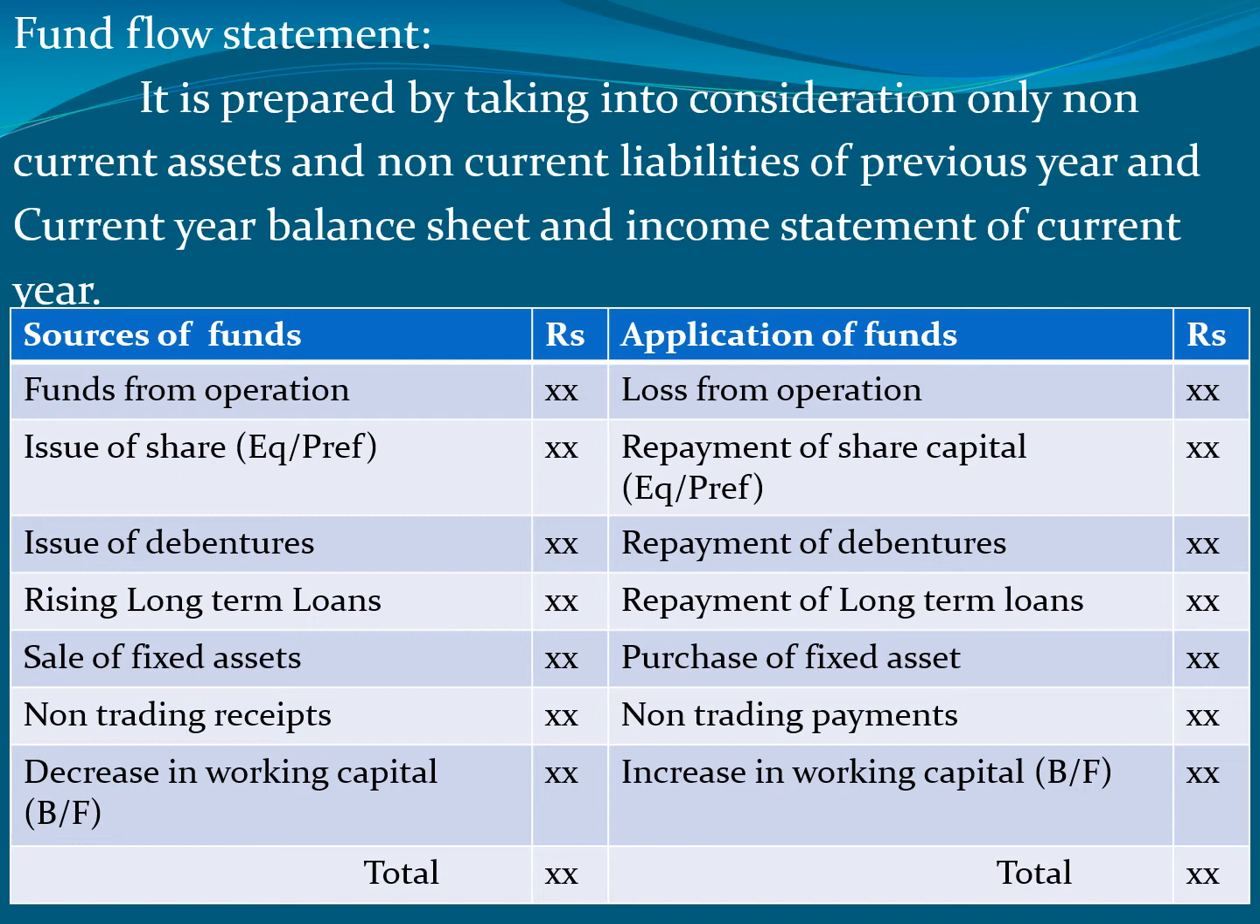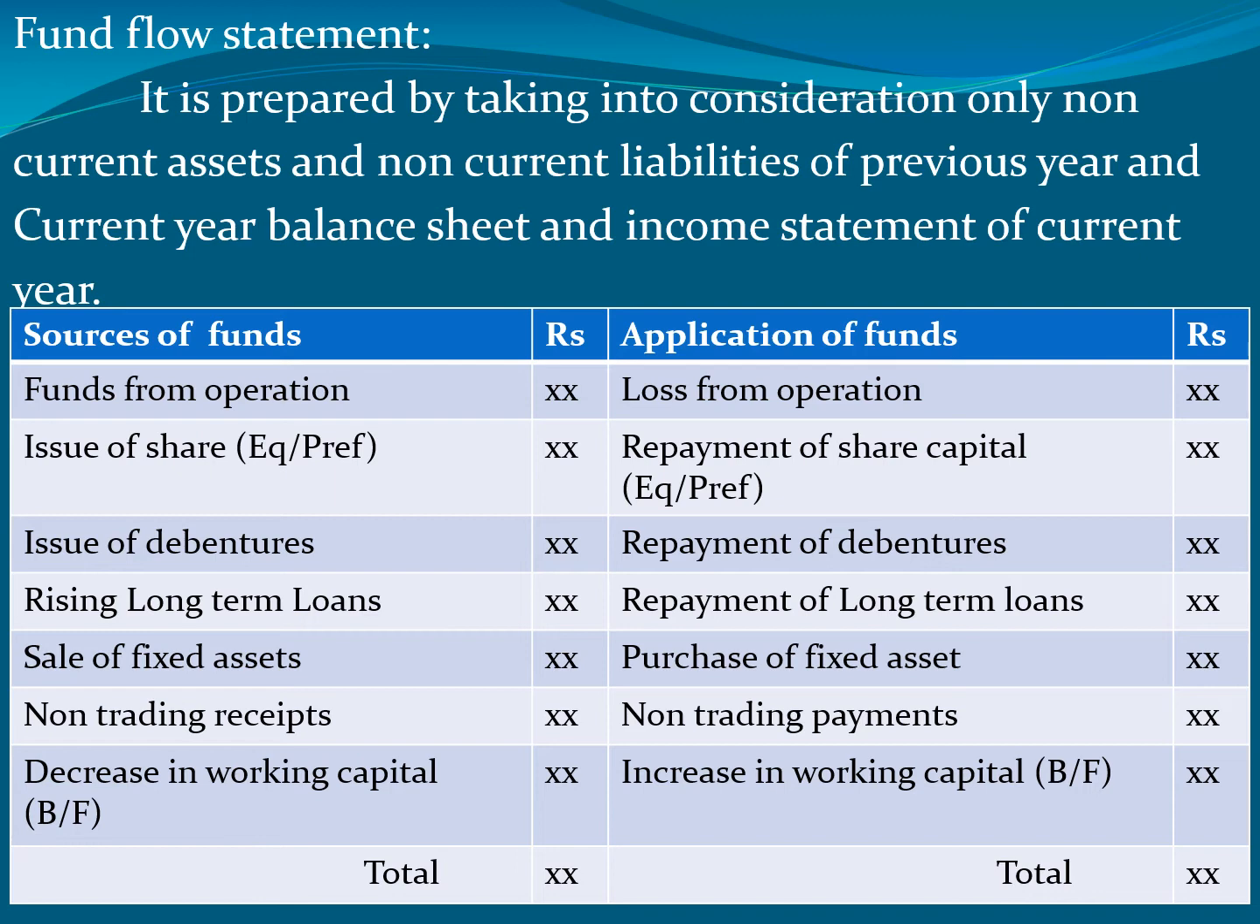See the format. It's like a balance sheet. Your left hand side shows sources of funds and right hand side shows application or uses of funds, with an amount column. The first important element you have to write is funds from operation or loss from operation. Funds from operation is a source of fund. Write it in the source column that you have already calculated. If there is a loss from operation, write it on the application of funds.